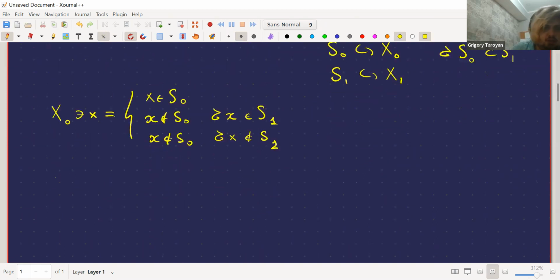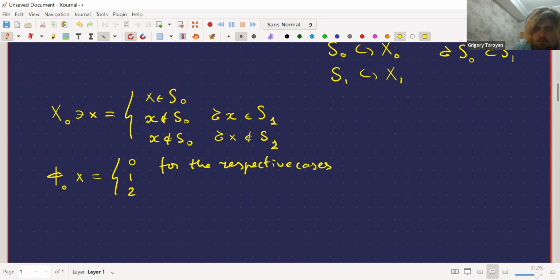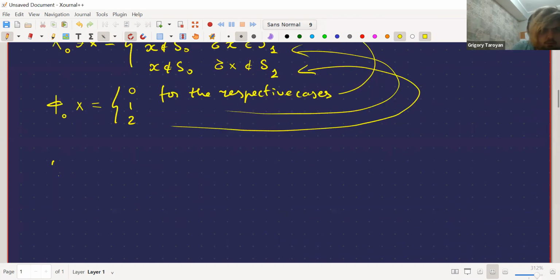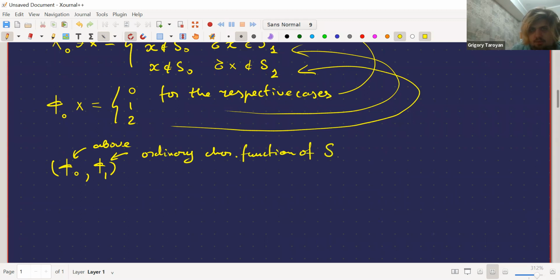We may now define the characteristic function like this: phi 0 of x is 0, 1, or 2 for the respective cases. So we have three cases here, and we take the values which correspond to those cases. Okay, and so we can now form a pair consisting of phi 0 and phi 1. Phi 0 is defined above, and phi 1 is just an ordinary characteristic function of S1 in X1.